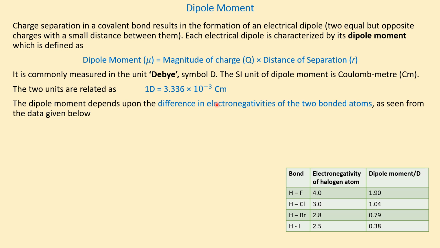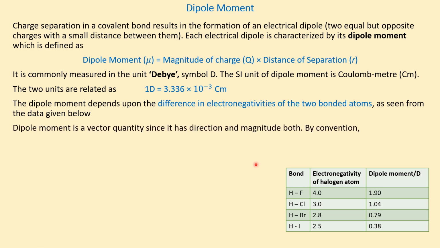The dipole moment depends on the difference in electronegativities of the two bonded atoms, as shown in the data given below. Here please see the table displayed at the bottom of the screen. Four different bonds are shown: H-F, H-Cl, H-Br and H-I. The electronegativity of the halogen atom for H-F is 4 and the dipole moment in debye is 1.9.